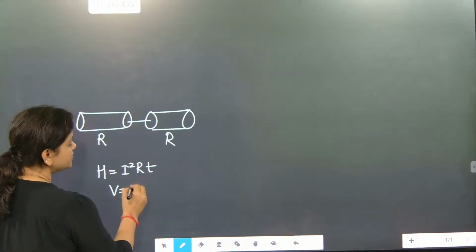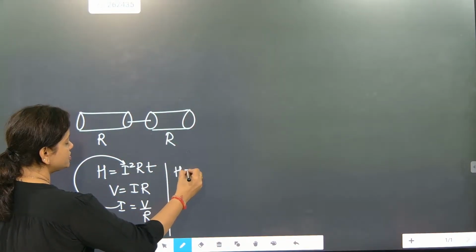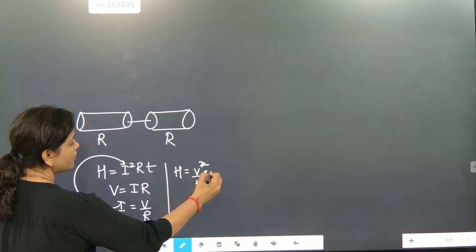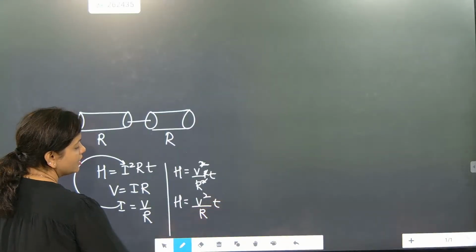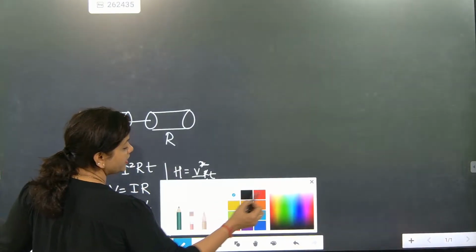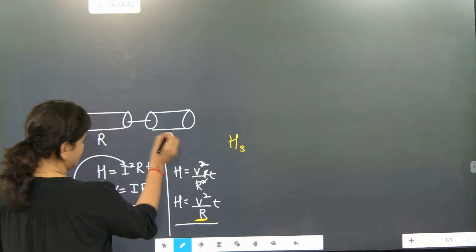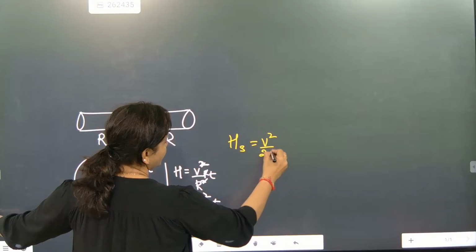And we know that V is equal to IR, so I will be V by R. Now instead of I, H becomes V square by R square into T. This R is already there, so it cancels, and H is equal to V square by R into T. This is the formula of heat. When the wires are connected in series, the resistance will become 2R, so the heat generated in series will be V square by 2R into T.